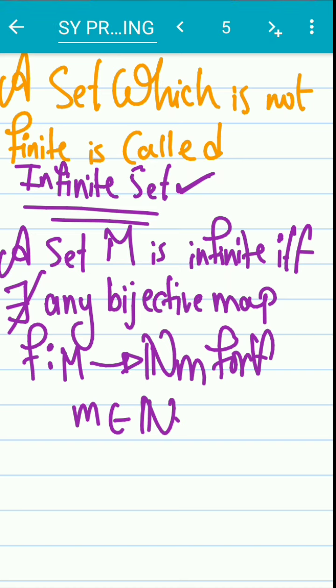So in this video we learned the definition of a finite set and the definition of an infinite set. In the next video we'll be working on some results, some theorems on finite sets.